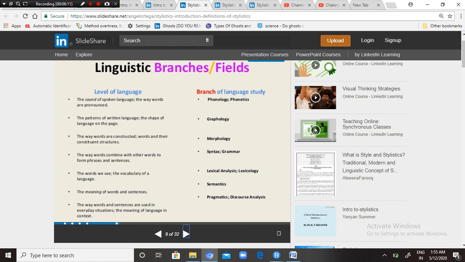The way words are constructed, and their structure, is called morphology. The way words combine with other words to form phrases and sentences is called syntax and grammar. The words we use, the vocabulary of a language, is called lexical analysis and lexicology. The meaning of words and sentences is called semantics. The way words and sentences are used in everyday situations, the meaning of language in context, is called pragmatics and discourse analysis.